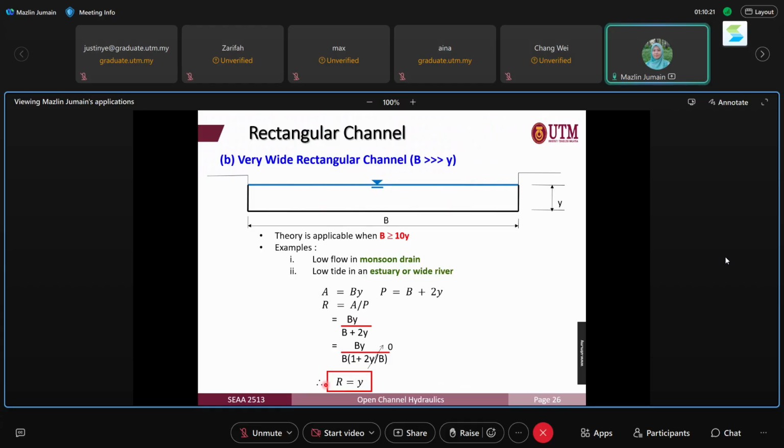So this equation, R equal to Y, is only applicable for wide rectangular channels. For an ordinary rectangular channel, you cannot use R equal to Y. You just go to the basic one, R equal to A over P. Okay. Can?